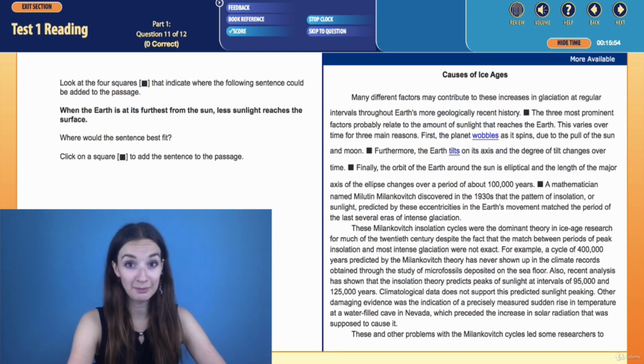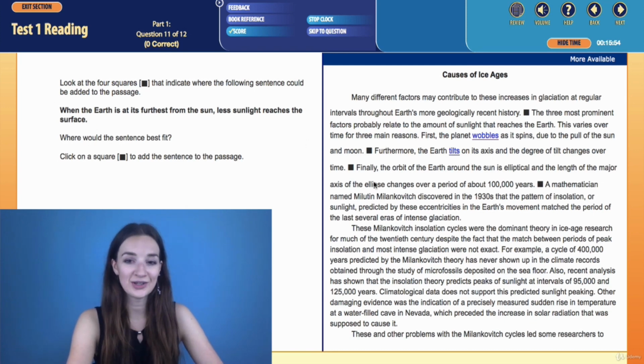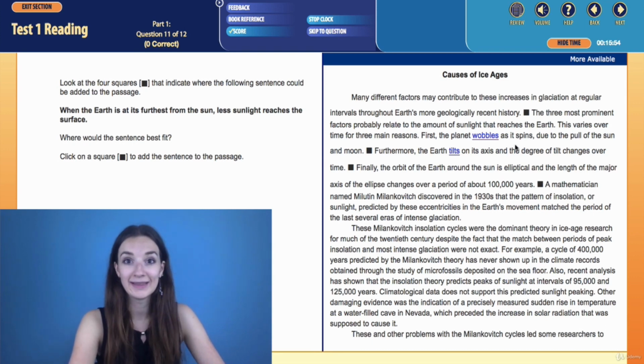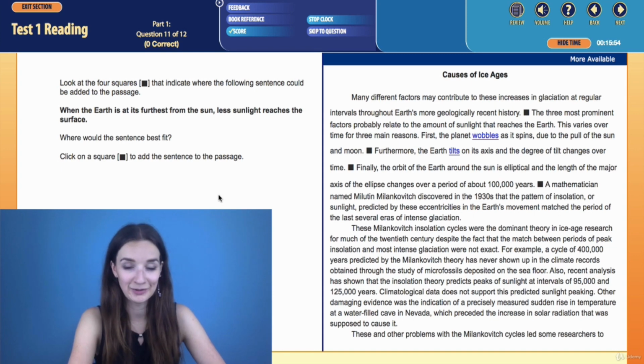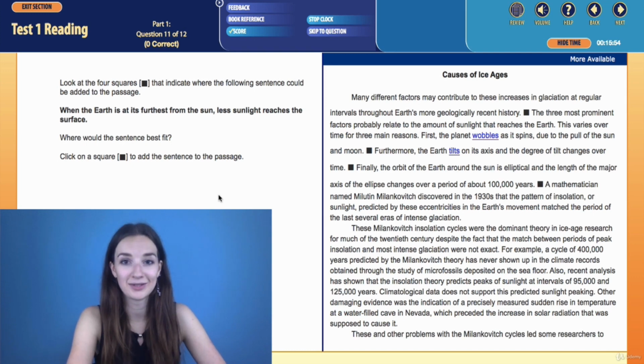We always have to pay attention to the transitions. What is a transition? It's such words as first, furthermore, finally. Here we have the word when. So these transitions help us understand the logic of the sentences, the logic of the paragraph, and to know what goes where. What is the logical connection between the sentences and where will be the most logical place for it, okay? So we always have to know the transitions, understand them, and know what they signal about, okay?